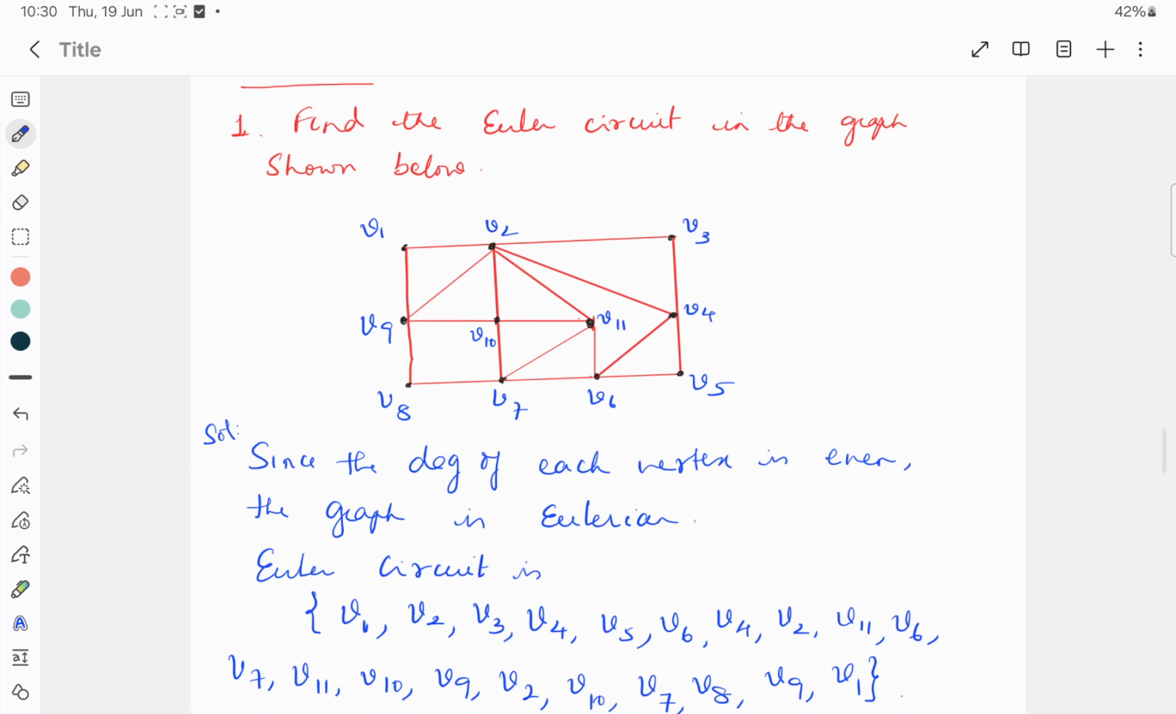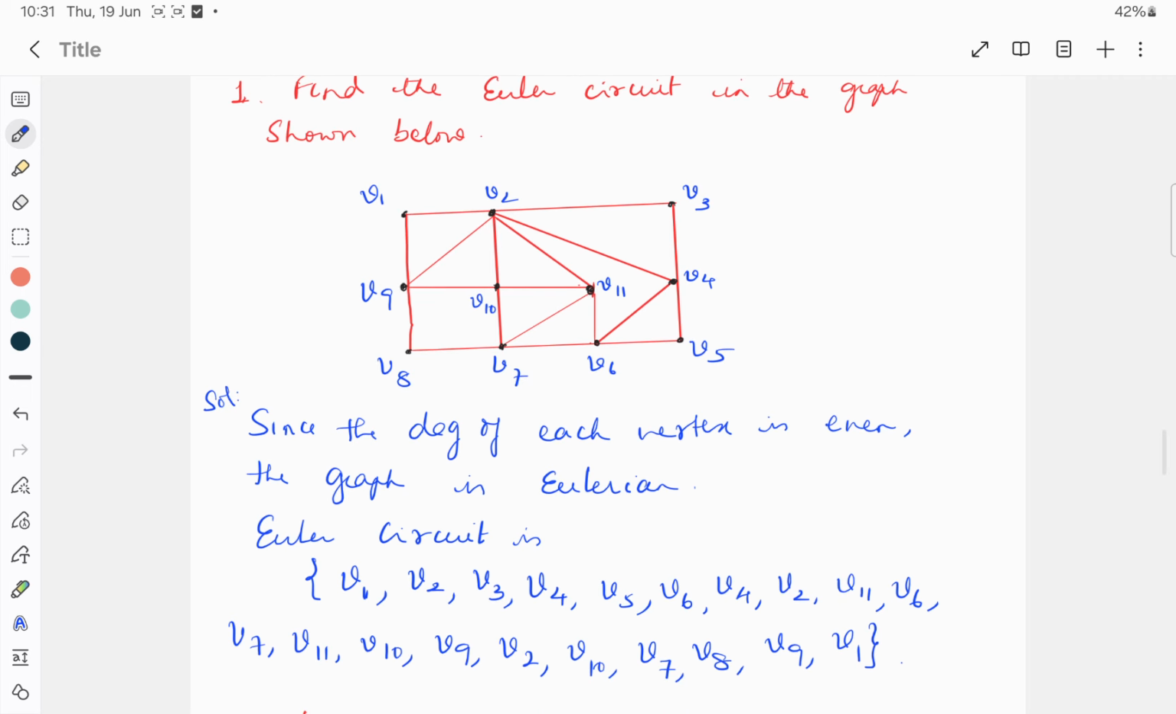Now the Eulerian circuit is, I'll start from V1, V2, V3, V4, V5, V6, and then I'll go back to V4. You just observe whether there is any repetition of edges. A vertex can be repeated. V4 and then V2 and then V11, V6, V7, V11 and V10, V9, V2, V10, V7, V8, then V9, V1. So all the edges are covered, and therefore it is the Eulerian circuit of this graph.